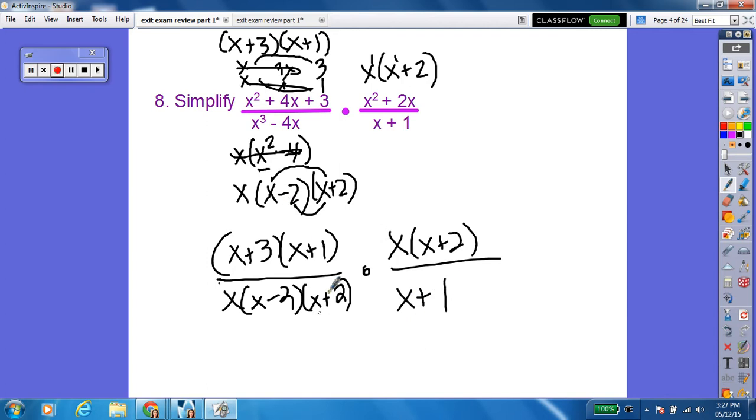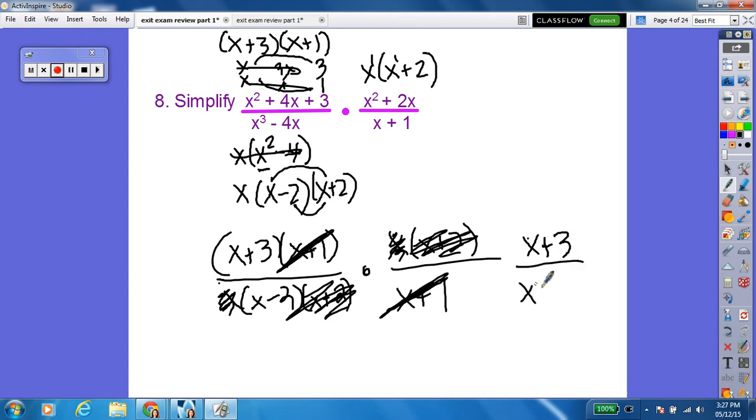So first what you do is you try to cancel out vertically, but I don't see anything. These aren't in common and these aren't in common, so I start going crossways. Well, this x plus 1 and this x plus 1 cancel out, and this x cancels out, and this x plus 2 and this x plus 2 cancel out, leaving us with a numerator x plus 3 over x minus 2.